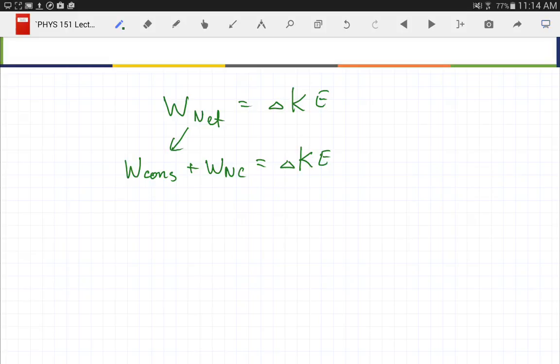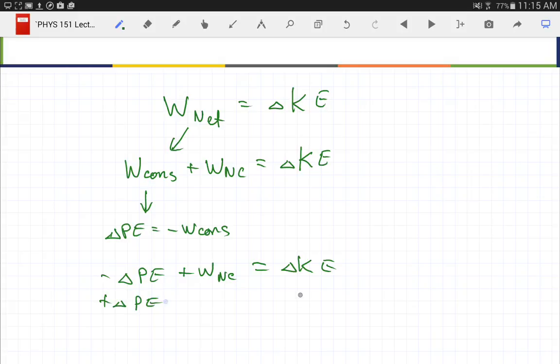Give me an example of a conservative work. Work done by a spring, by gravity. So that's what is in the work conservative. What about the work non-conservative? Things like friction. Now, for work conservative, we had defined the change in potential energy was equal to minus the work conservative. So making that substitution then, minus change in potential energy plus work non-conservative equals change in kinetic energy. And finally, add change in potential energy to both sides.